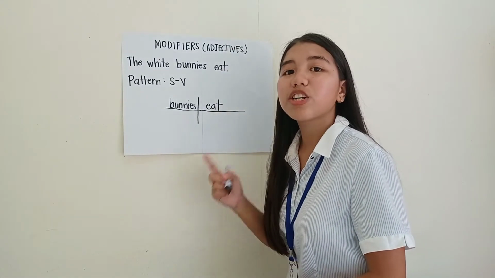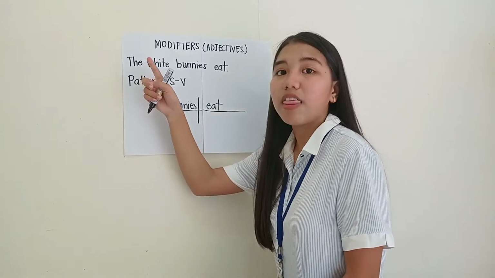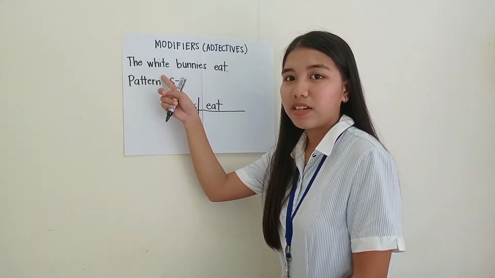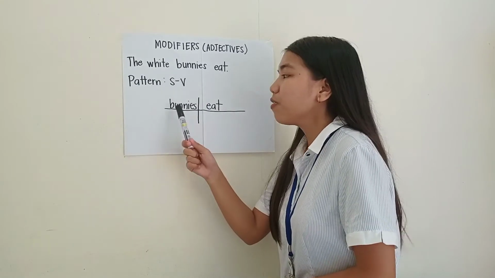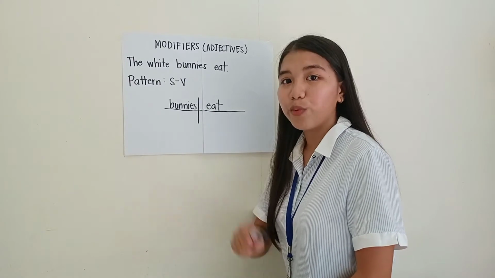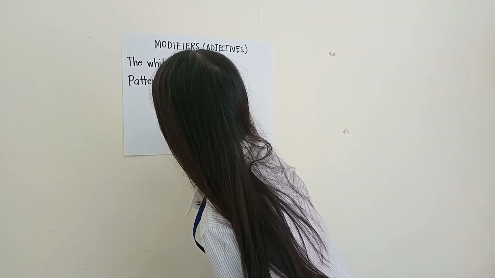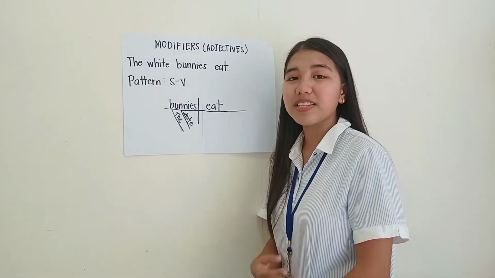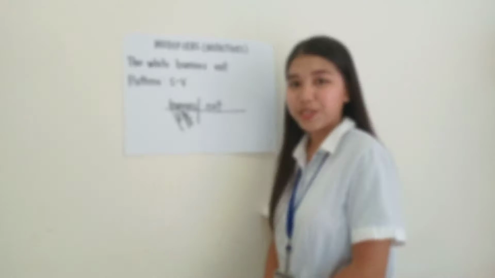And what are the describing words here in the sentence? The describing words here are the words the and the word white. Where do we put those words? So we should put it underneath the word bunnies because those words modify the word bunnies. So we should put it underneath the and the word white. This is how to diagram the type of modifiers, which is adjectives.